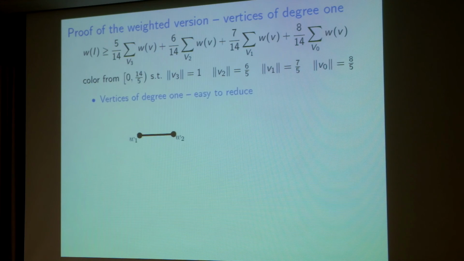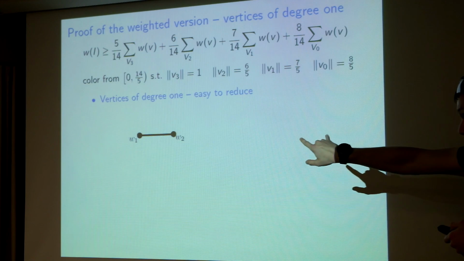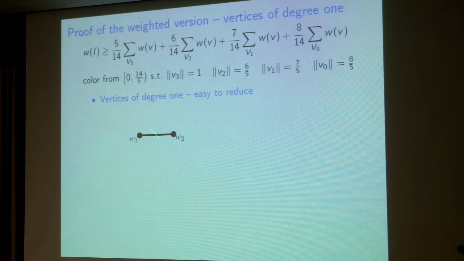So what do I do with vertices of degree 1? Well, either they form a completely independent edge, and then I just look at which of the two weights is bigger, W1 or W2. Then I put into my independent set the heavier vertex of those two, and of course that one will contribute 7 over 14, and for the rest I have also 7 over 14 that I didn't use from W1, and it will easily pay back for the W2.